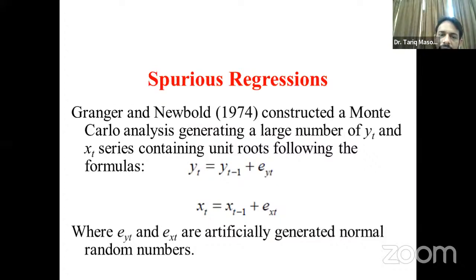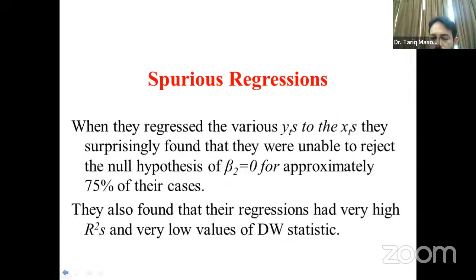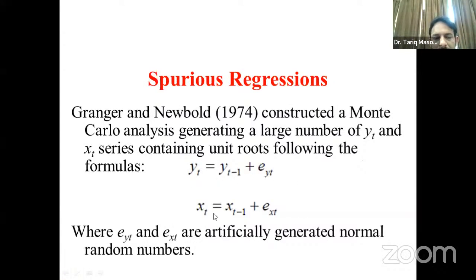In the case of yt is equal to phi yt minus 1 plus a pure error term, the value of phi is 1 and there is a unit root. Now again in the case of xt, the value of phi is 1 and there is a unit root.